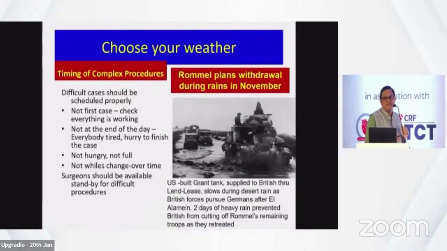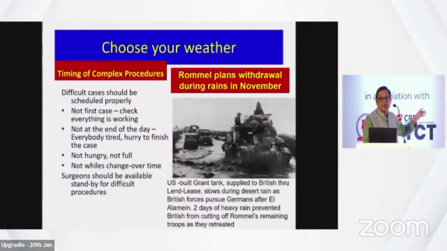Now, coming to choosing your weather. What is weather for an interventional cardiologist? Here, weather is the timing of the complex procedure. So once you are planning a complex procedure, always remember the difficult case should not be the first case. It should not be the last case. It should not be at a time when people are hungry. It should not be at a time when people are full. It should not be at change timings when nurses and technicians are going out. In the middle of that time, don't plan these complex cases. And also make sure that the surgeon is available.